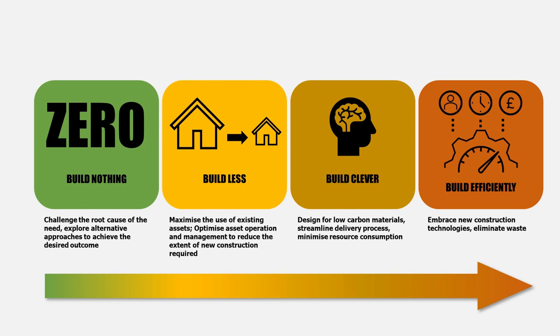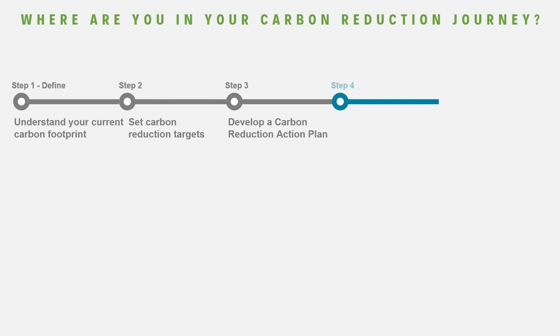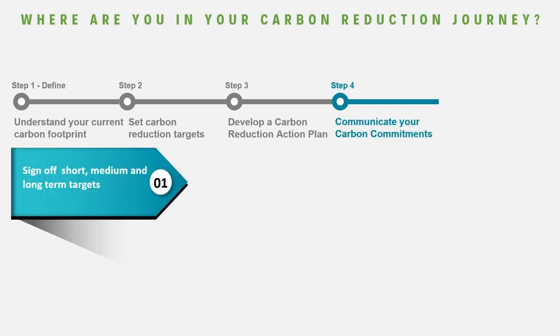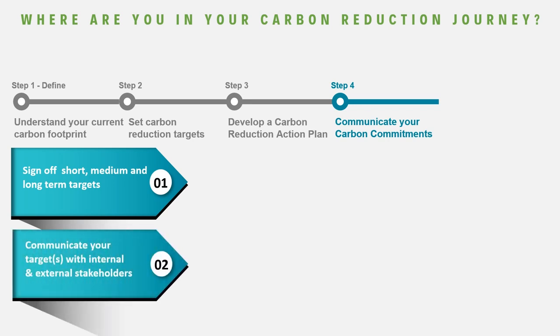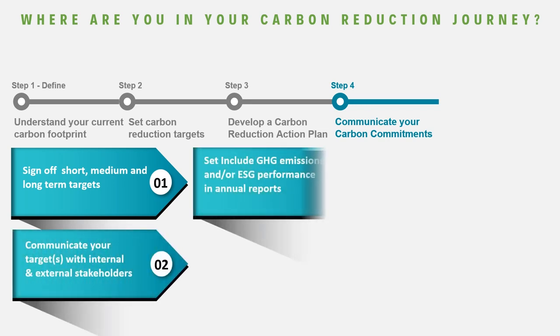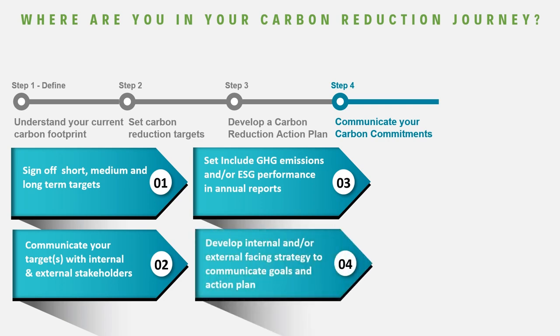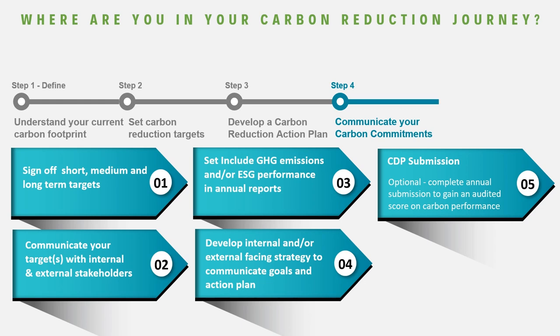Having done all of that, it's important to communicate targets, once they are signed off with relevant stakeholders. You might want to think about who you need to communicate with, why you need to communicate with them and how. Stakeholder mapping is a useful tool here to help determine the level of engagement needed. Annual reports or a standalone greenhouse gas or ESG report should include this data and progress towards targets. A communication strategy will also help keep people up to date with developments and encourage buy-in towards some of the actions you are trying to achieve.